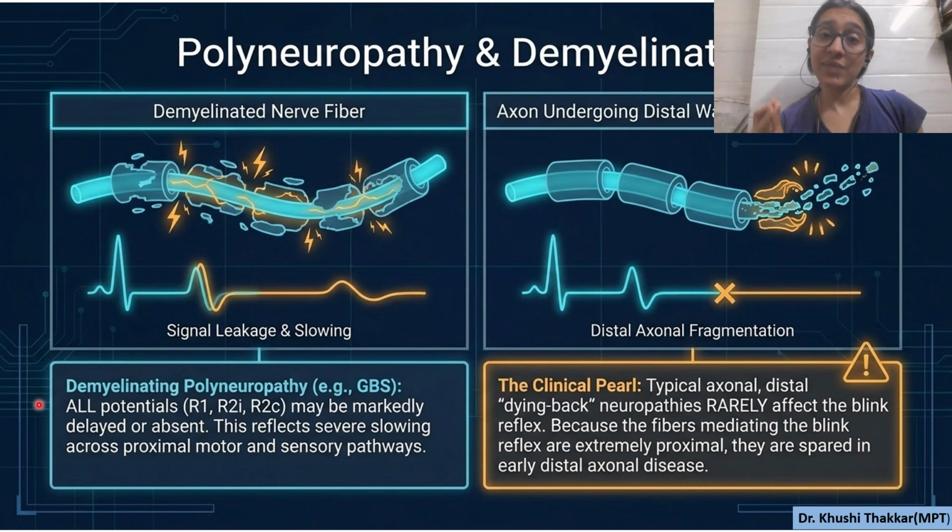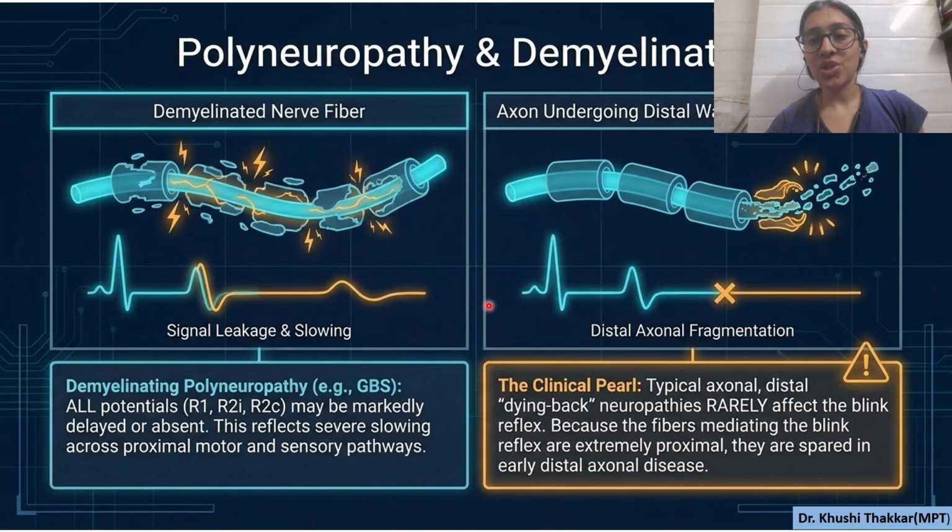All the potentials will be present in the initial stages, but they are going to be delayed definitely because there is no saltatory conduction. So R1, R2, ipsilateral, contralateral, all delayed. Later, in a chronic lesion or in a severe lesion, they can be absent as well. This reflects severe slowing across the proximal sensory pathways. This is your demyelination. Next is your axonal lesion.